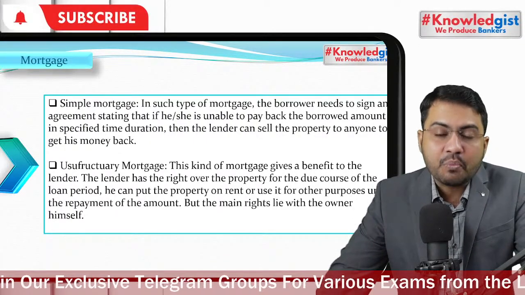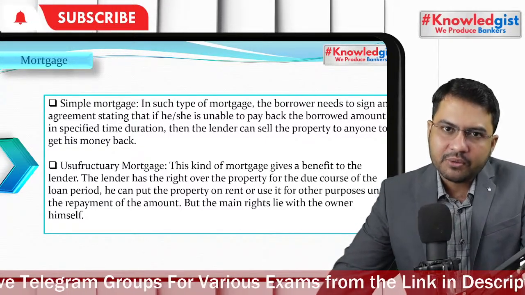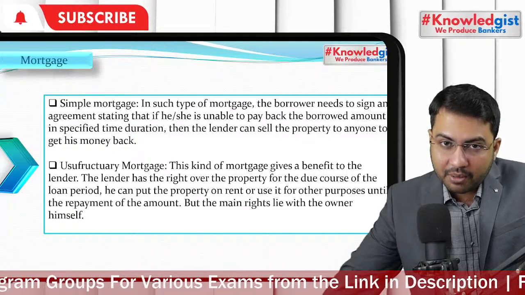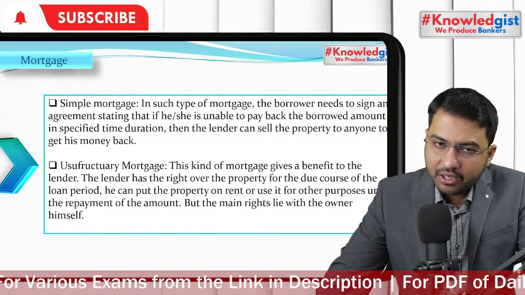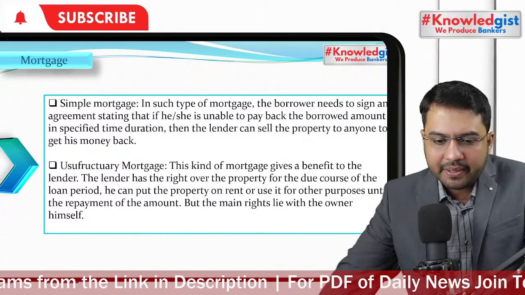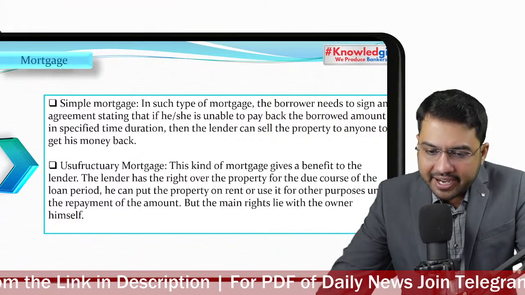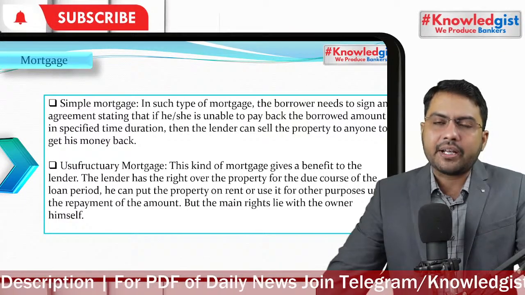But in case you fail to pay the loan amount in a stipulated period of time, the ownership of the property will be transferred to the name of the bank. Usufructuary mortgage: this kind of mortgage gives a benefit to the lender. The lender has right over the property for the due course of the loan period. He can put the property on rent.